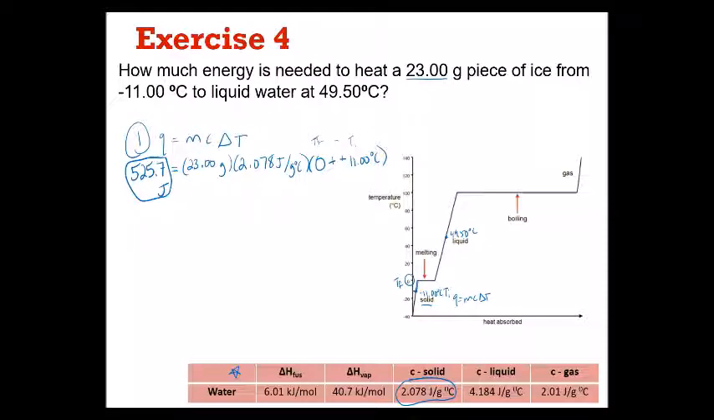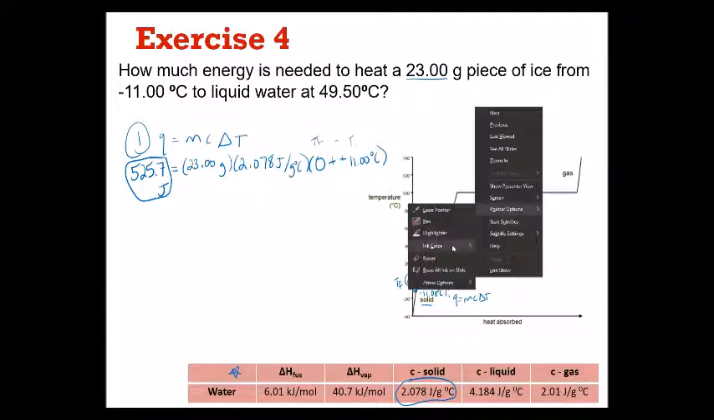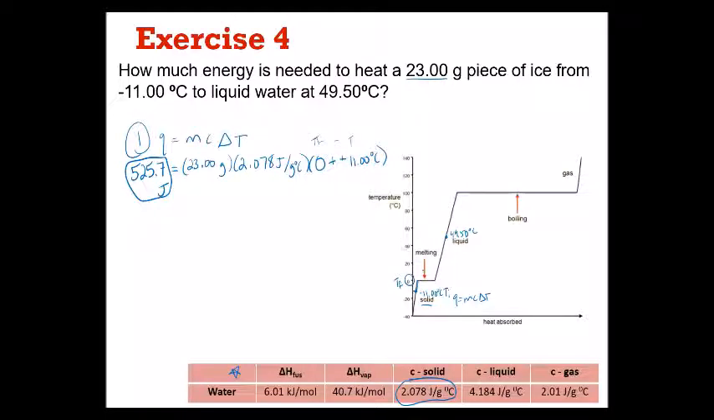The second step here is going to involve melting it. So now we're going to go across the plateau. We're going to melt it. So this is where we need to do the moles times the heat of fusion. We don't know the moles, of course, because we're starting with this 23 gram sample, so we're going to use that to start with. 23 grams of our ice. Now, hopefully we all remember that the molar mass of H2O happens to be 18.02, that equals 1 mole.